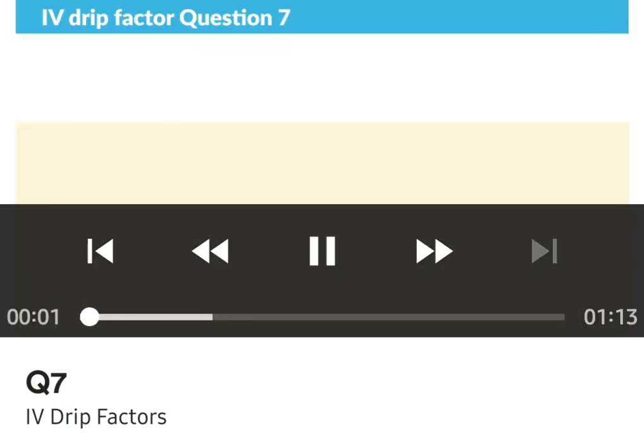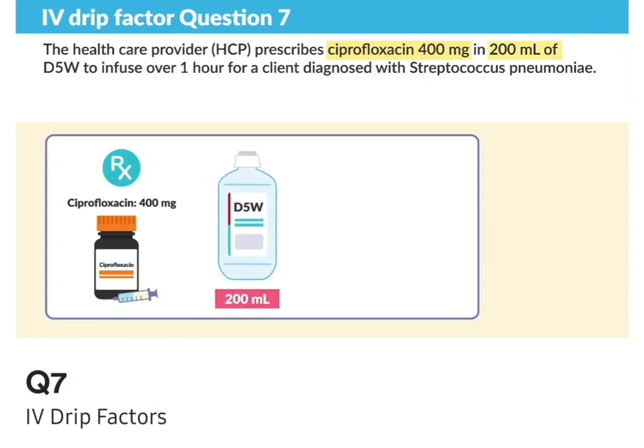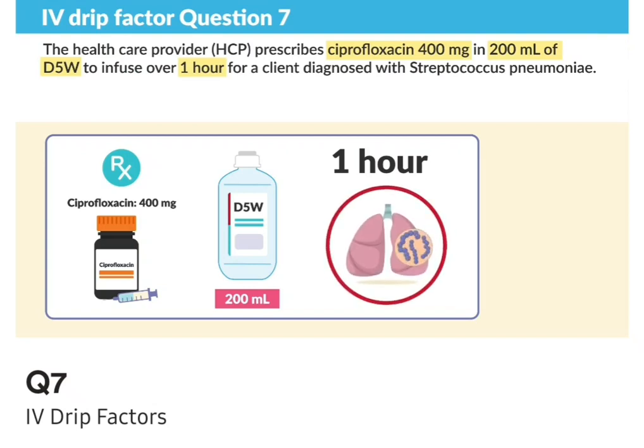Now, moving on to question 7. The healthcare provider prescribes ciprofloxacin 400 milligrams in 200 mLs of D5W. Guys, nothing matters, only the 200 mLs. To infuse over 1 hour. For a client diagnosed with, who cares, right? Streptococcus pneumonia. All right. So focus on the numbers here.